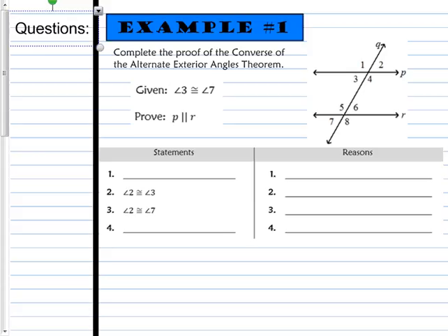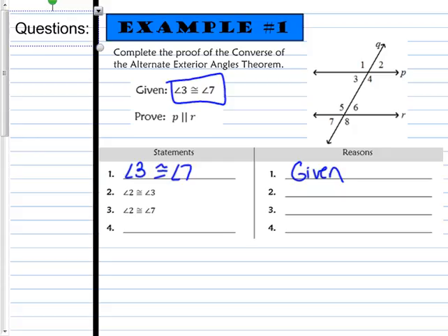So example 1, we're going to complete the proof of the converse of the alternate exterior angles theorem. So we're basically simply completing this proof. As you can see, there are 4 statements on the left-hand side under statements, and there are 4 reasons on the right-hand side. Each statement must have a reason. The first thing they tell us, line 1, is almost always whatever they gave us. So angle 3 is congruent to angle 7, and that's the given. We never have to wonder our reason for that.